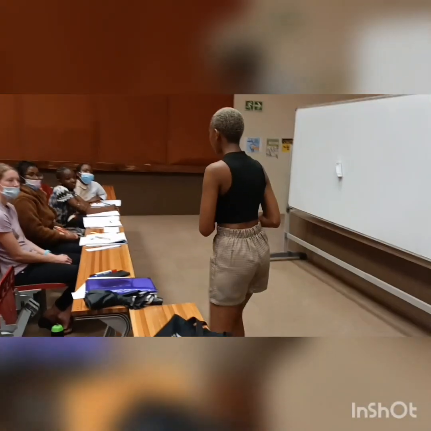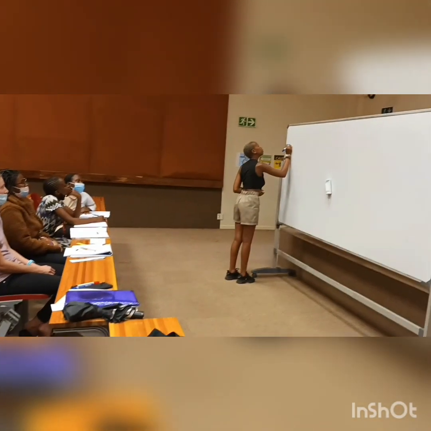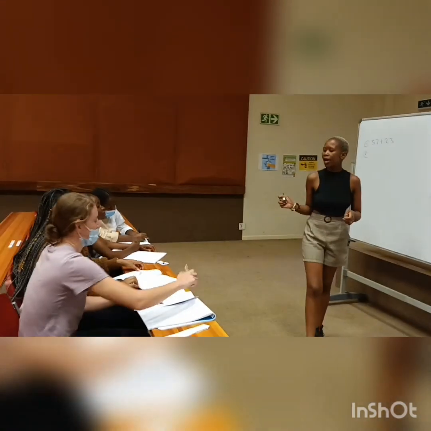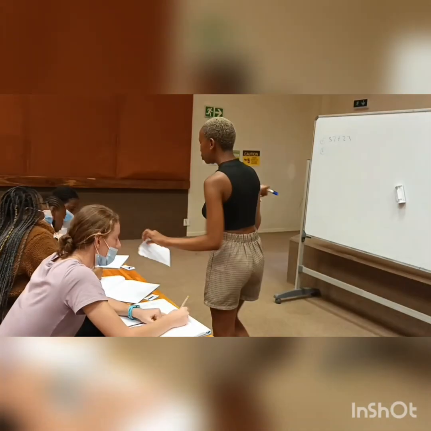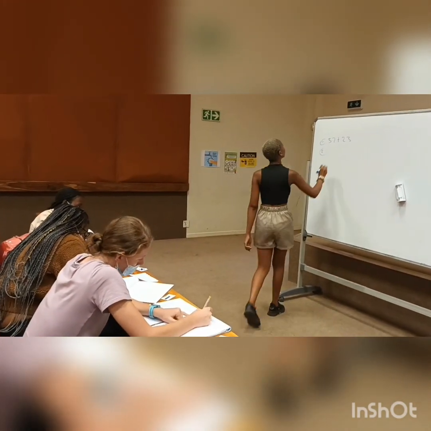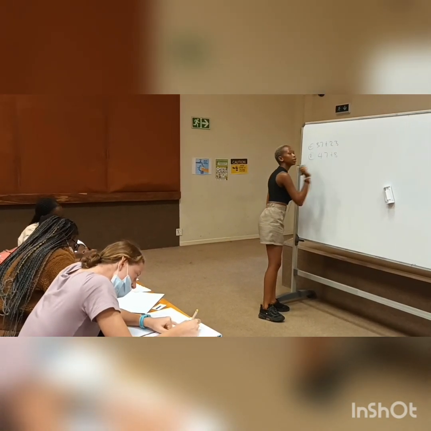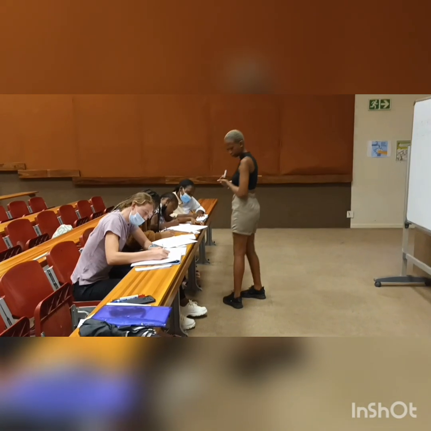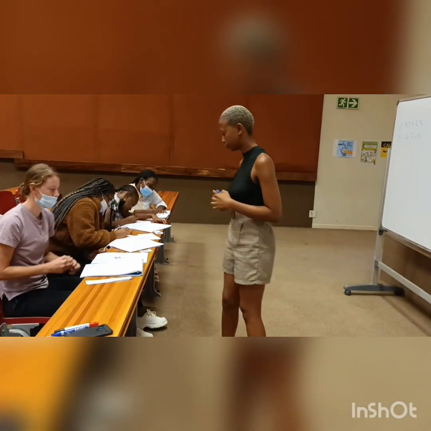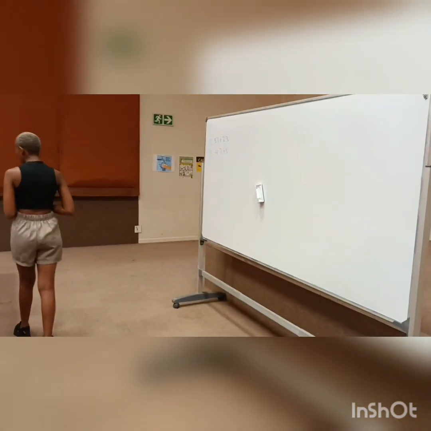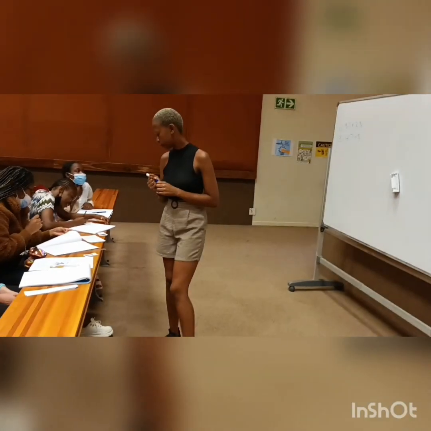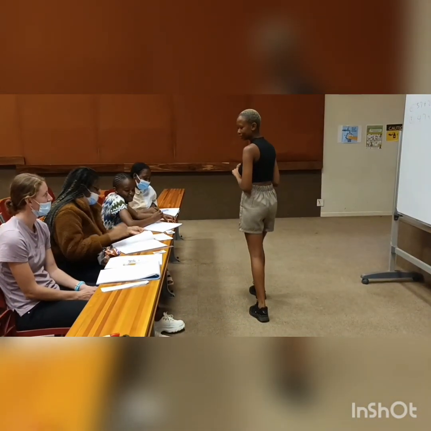Where's my marker? When do you write it? Yeah, you write in your exercise book, using any method that you know. Okay. Are we done? Not yet. Okay. Are we done? Yes, yes.